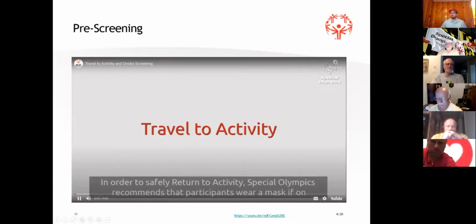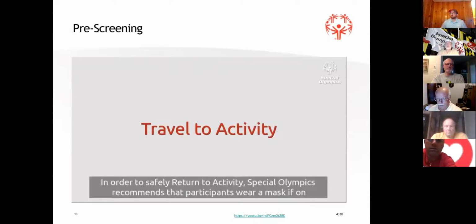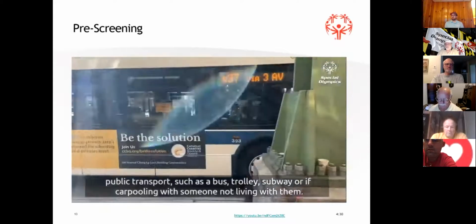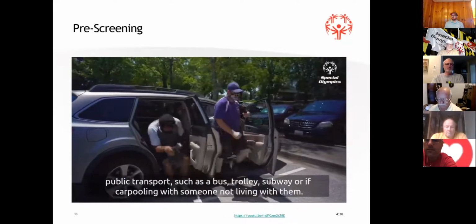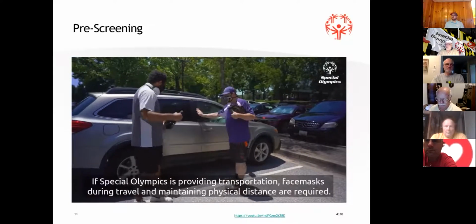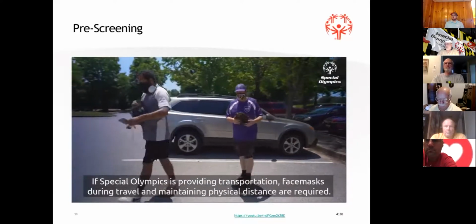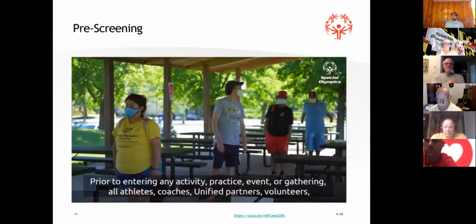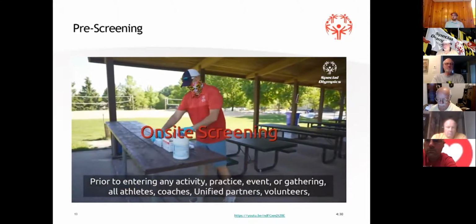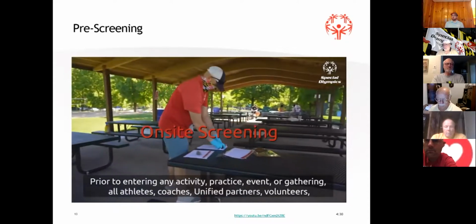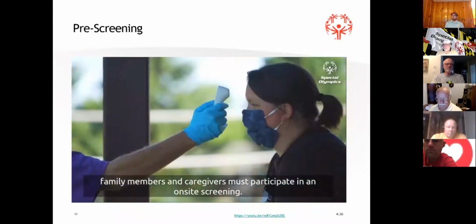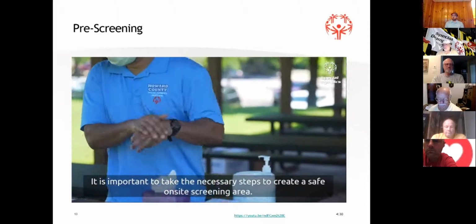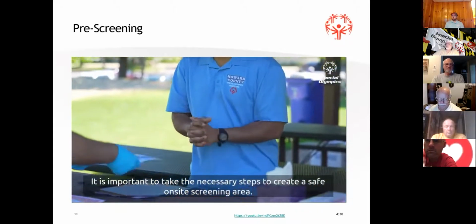In order to safely return to activity, Special Olympics recommends that participants wear a mask if on public transport, such as a bus, trolley, subway, or if carpooling with someone not living with them. If Special Olympics is providing transportation, face masks during travel and maintaining physical distance are required. Prior to entering any activity, practice, event, or gathering, all athletes, coaches, unified partners, volunteers, family members, and caregivers must participate in an on-site screening. It is important to take the necessary steps to create a safe on-site screening area.